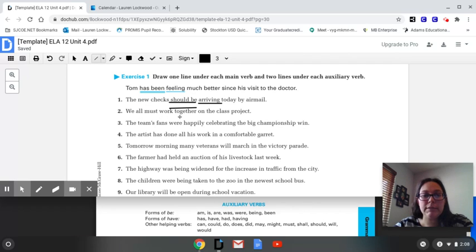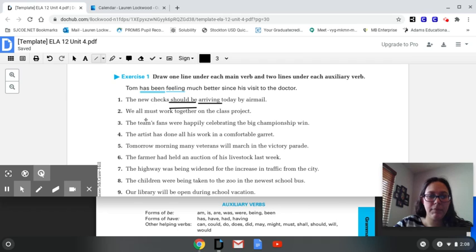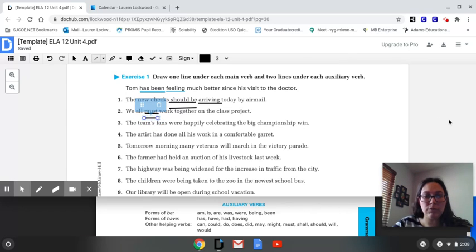We all must work together on the class project. What are we doing? I'm going to look at my auxiliary verbs and see which helping verb is there. And I see the word must is there. So I'm going to double underline that. That's my helping verb. 1 underline, 2 underline. We must what? What must we do? We must work. Work gets my single underline because it's the verb that my auxiliary verb, my helping verb, is helping.